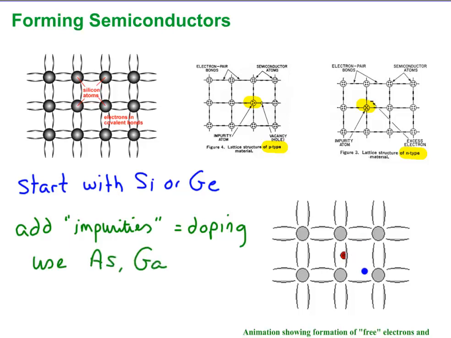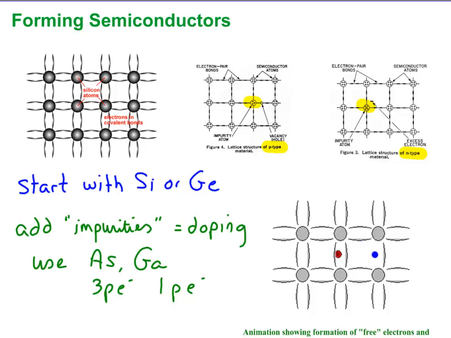The reason we dope with arsenic is it has 3 p electrons. Gallium has 1 p electron. That's 1 more than silicon has in the case of arsenic. That's 1 less than silicon has in the case of gallium. So what that does is that either gives us an extra electron or it gives us an electron hole.